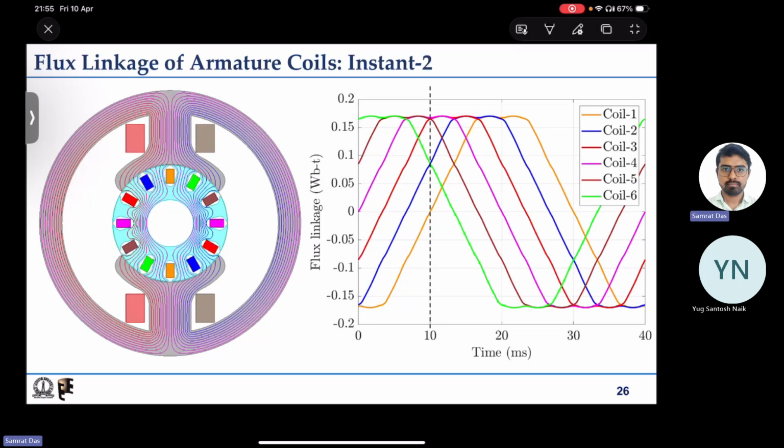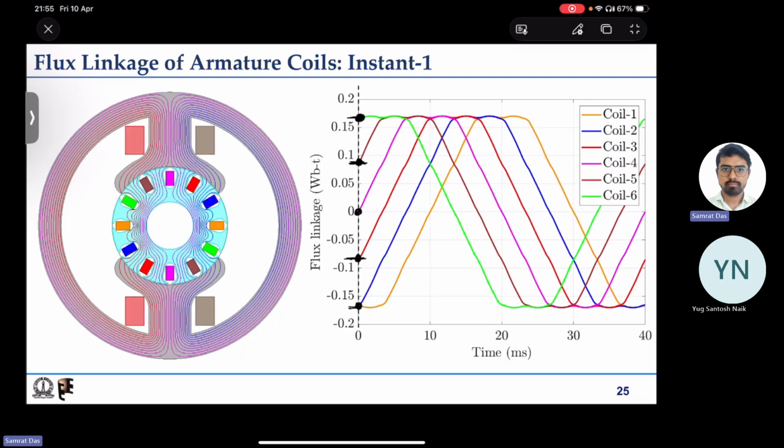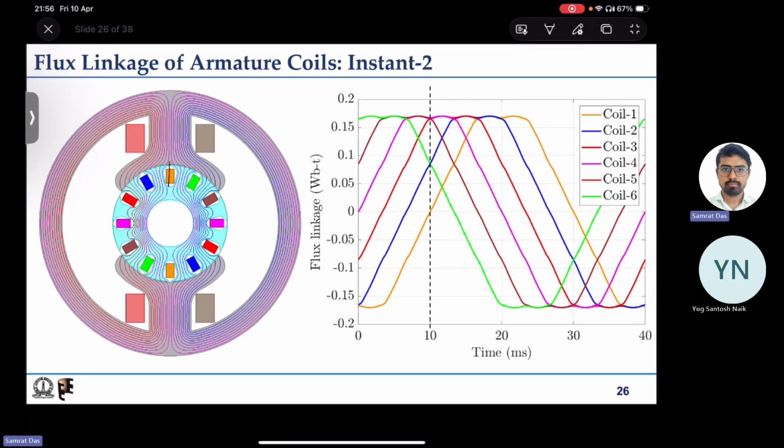Then if I go to instant 2, the orange ones, which were horizontal, are now vertical. That means the rotor has rotated by 90 degrees. Considering 1500 rpm, it will rotate 90 degrees in 10 milliseconds. This dotted line indicates the next instant which we are looking at.